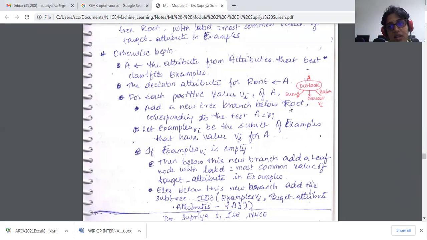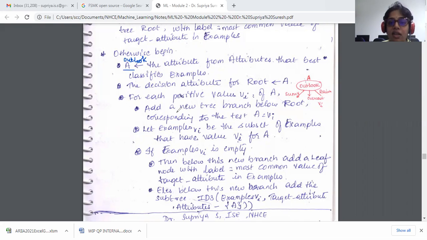Here on the right hand side, I've written a small diagram which you can easily understand, showing the exact flow of it. As I told, outlook was our root node that we constructed. So A is going to be the outlook. And for each positive value vi, whichever instances we have, what was that vi? When I talked about outlook, it had three important features: sunny, rainy, and overcast. So all these three become vi. Let me annotate that. This was basically my outlook, because my gain was highest with respect to the outlook attribute.